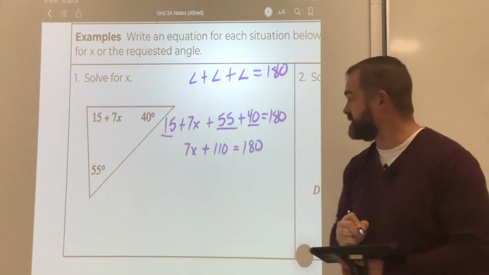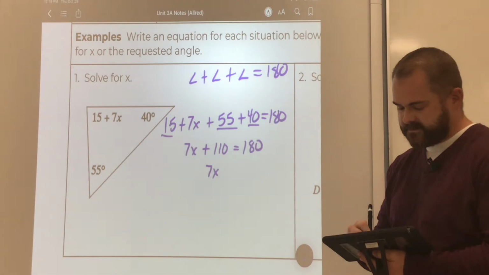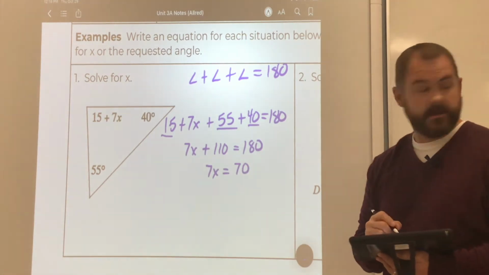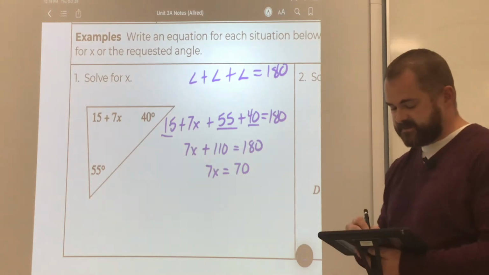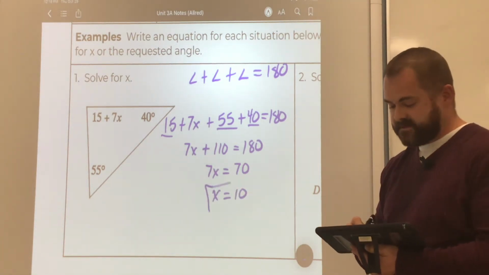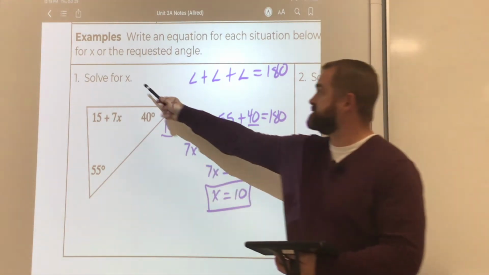That is still set equal to 180. Then we subtract 110 from both sides, and when I do that, we're left with 7x equals 70. And then if you divide both sides by 7, now x is 10. And that is the answer they wanted me to find, so I don't have to plug in or go any further, because all I had to do was solve for x.